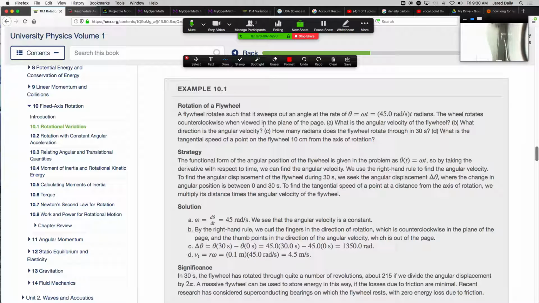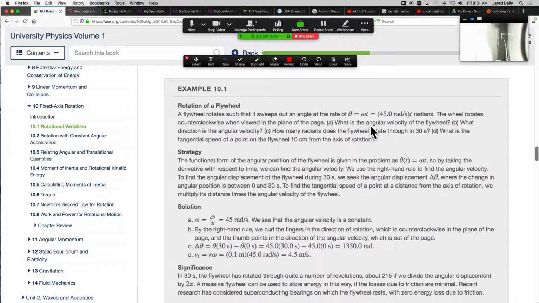And what is the actual angular velocity? They've told us that. They've said it's 45 radians per second. This is a weird question. But in part C it says, how many radians does the flywheel rotate through in 30 seconds? Well, if it rotates for 30 seconds and it's going at an angular velocity of 45 radians per second, you can actually use kinematics to do that. And they actually give you a clue at the beginning.